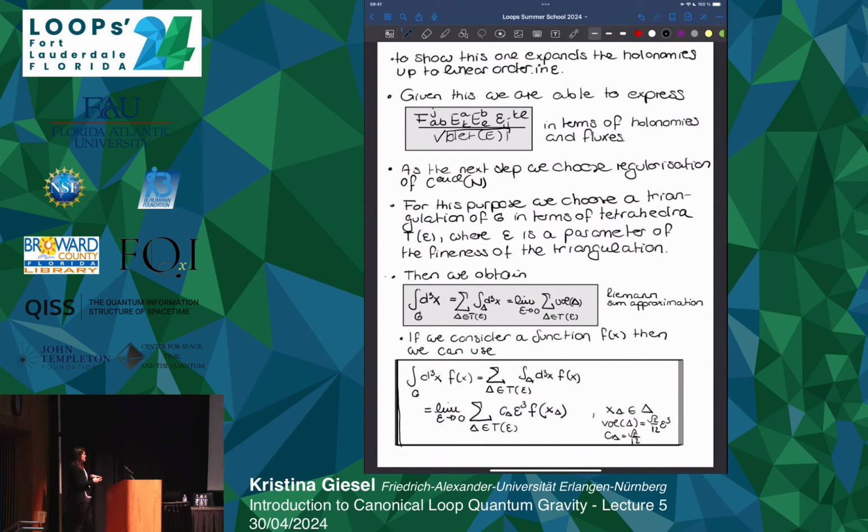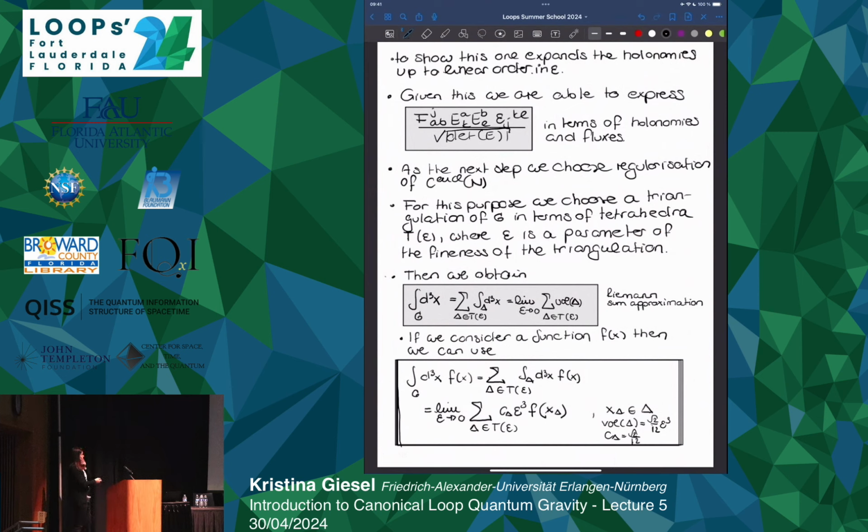Now, since we have a very fine triangulation and the limit epsilon equal to 0, we can approximate these integrals just by the volume of delta, and then basically sum over all delta in the triangulation, which is something like a Riemann sum approximation. Now, we do not only have the integral here, but we basically have a function, an integrand of this form, and then we use the same idea.